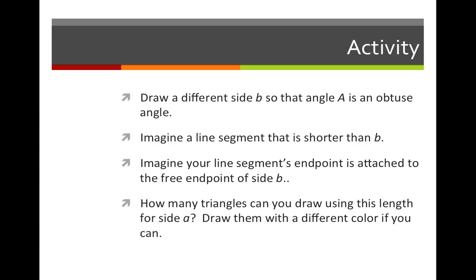Now, draw a different side B. So that first side that you drew at the beginning of this activity, draw it again, but make it so that angle A is an obtuse angle. Now imagine a line segment that is shorter than B. Imagine attaching your line segment to the endpoint, just as we've done before. How many triangles can you draw with this length for side A, now that our angle A is obtuse? Draw whatever you can with a different color.